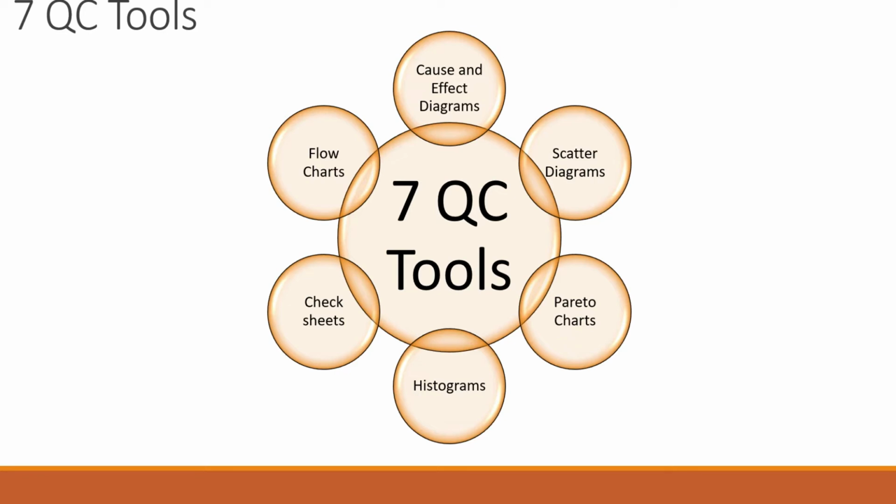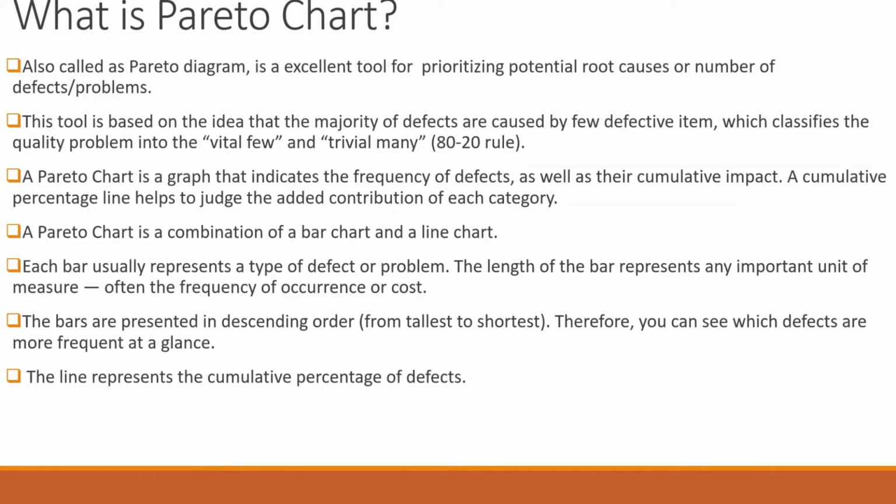In this tutorial we will discuss the Pareto chart, and we'll discuss all the rest of the QC tools in the upcoming tutorials. So let's start with the Pareto chart. What is the Pareto chart? It is also called the Pareto diagram and it is an excellent tool for prioritizing the potential root causes or number of defects or problems.